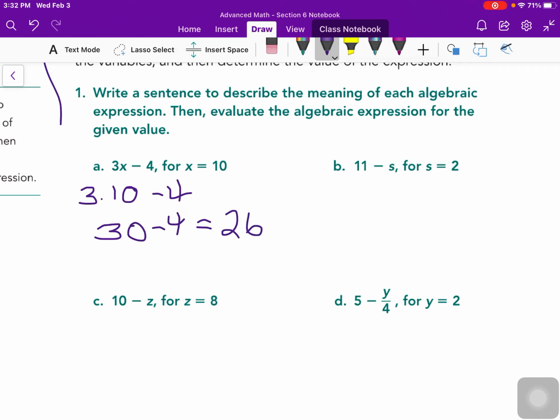26. Okay, in B, if we put 2 in for s, we would get 11 minus 2, and that would equal 9. Go ahead and try the next 4 on your own.